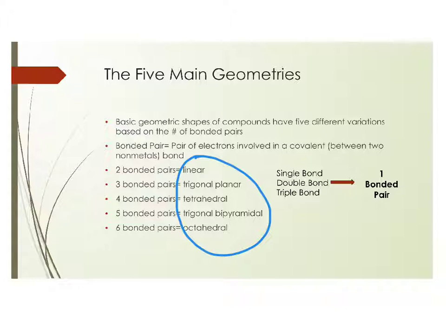When a compound has 2 bonded pairs, its geometry would be linear. When there are 3, it would be trigonal planar. When there are 4, it would be tetrahedral. When there are 5 bonded pairs, the geometry would be trigonal bipyramidal. And when there are 6 bonded pairs, the geometry would be octahedral. When considering bonded pairs, it is also really important to know that a single bond, double bond, and triple bond will always end up equaling 1 bonded pair.